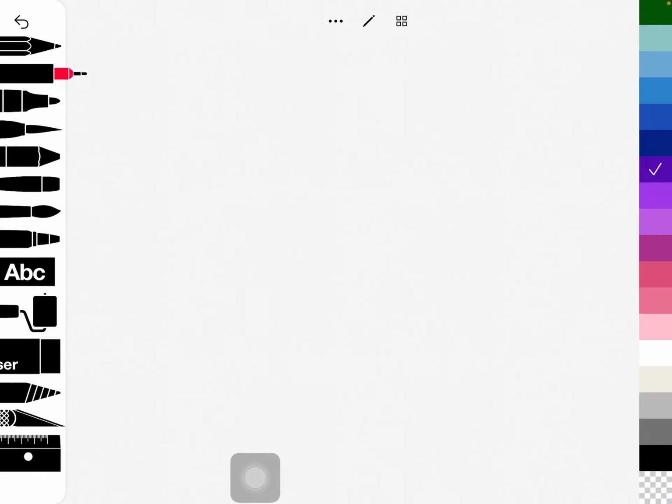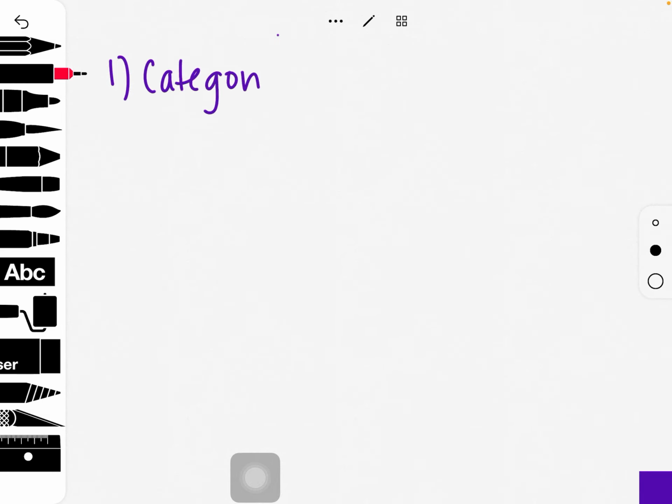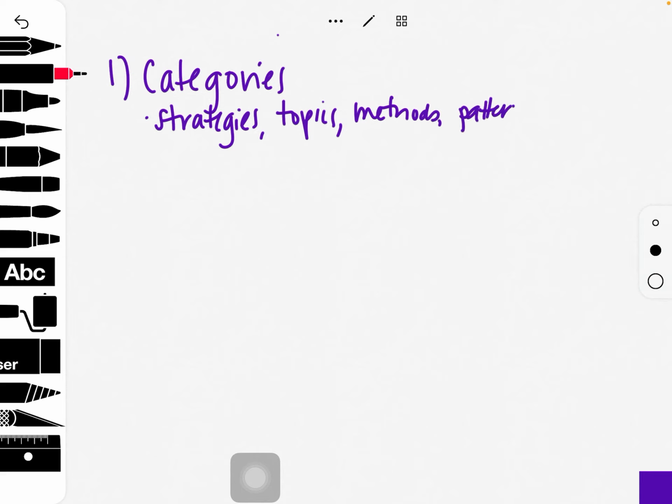The first thing you'll want to do when you are approaching your content analysis is to identify those big categories. So this is strategies you might be looking for. It might be topics. It might be methods. You might be looking at patterns that you anticipate to see. It might be terms or phrases you want to keep track of. It might be types of something. The big categories are really just what are the big things I need to look for and what would I be looking for in that.